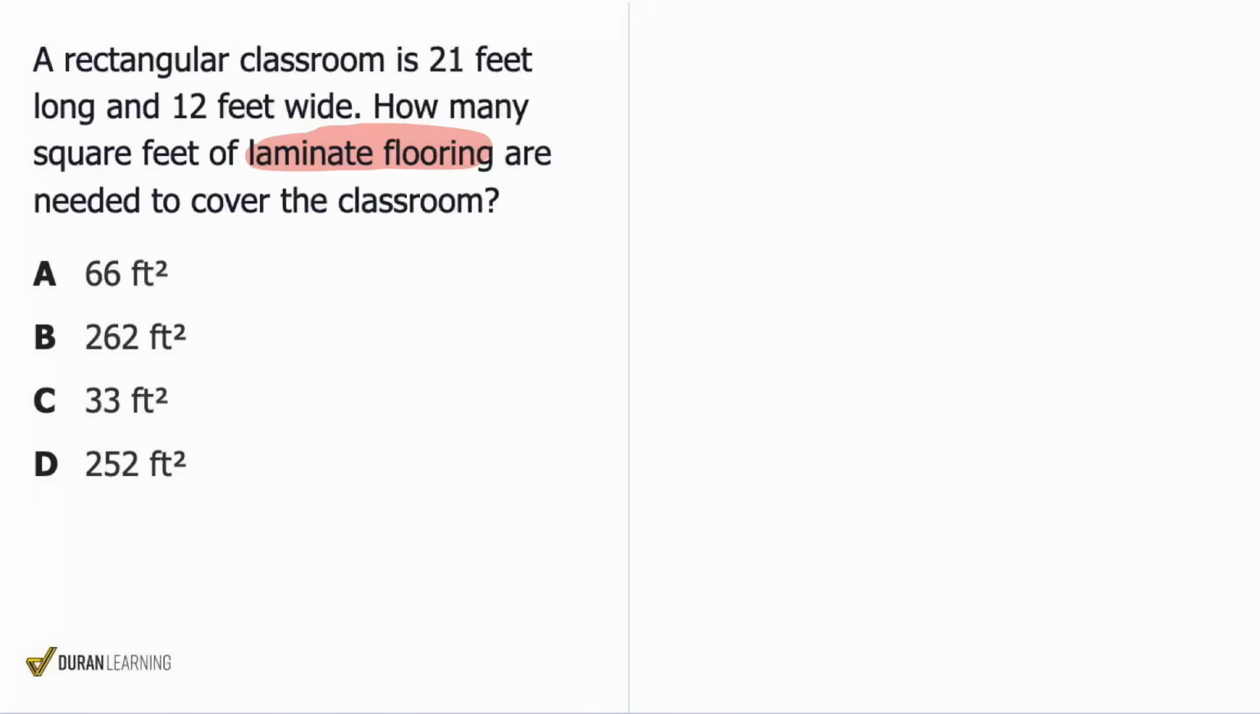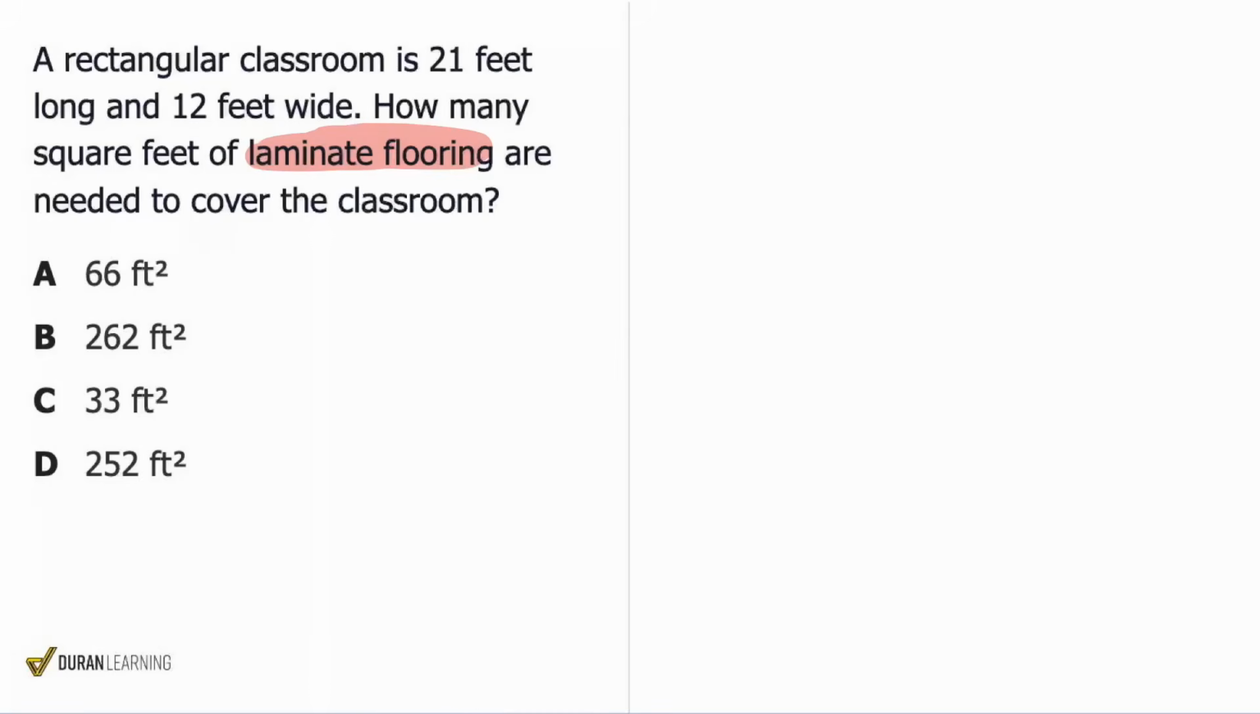So what do you do in a word problem where it's not obvious what you need to do? This is where the conversation of keywords really comes in. And by keywords, it's not just about the math keywords, it's also about the story's keywords. So the story is telling you to focus on laminate flooring. And when you think about the story, you want to think about if there are any keywords that can get you from the story to the math.